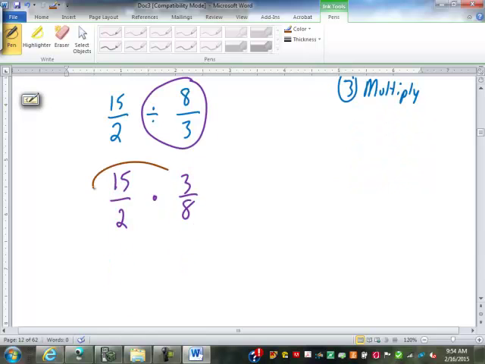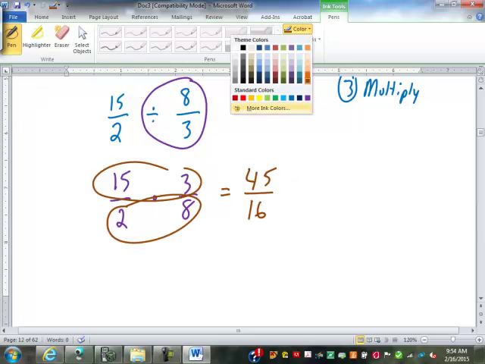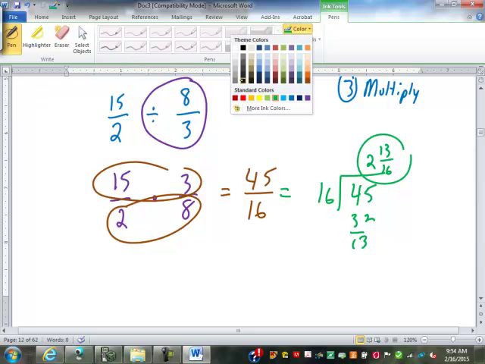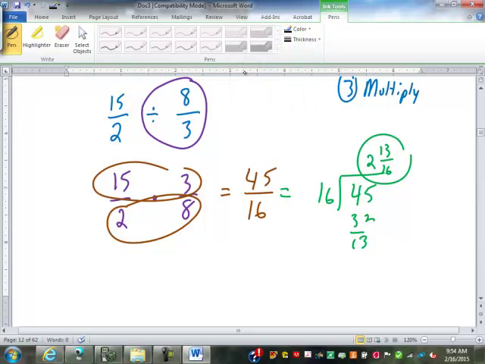So 15 times 3, 45. 2 times 8 is 16. Or 16 into 45, we can divide that out. It goes in there twice, that's 32 with 13 left over, so 2 13/16. How are we doing? A little better? Let's have you guys try one.